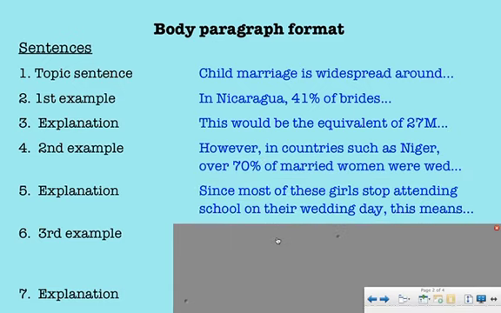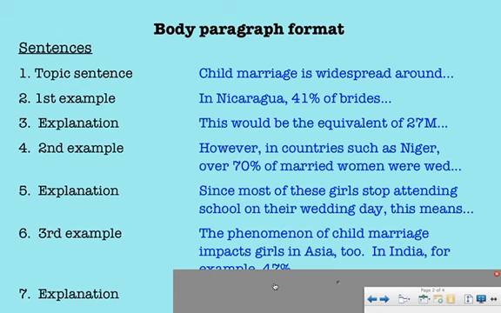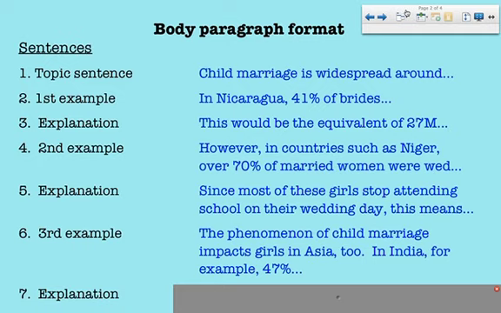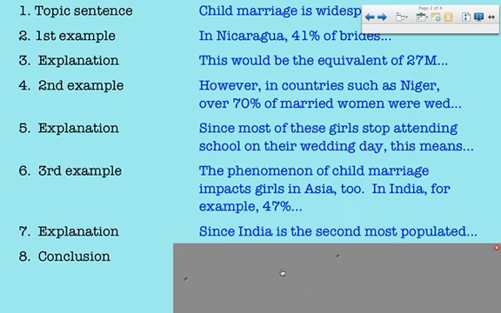Since most of these girls stop attending school on their wedding day, this means that their education ends and their motherhood begins. And now I'm going to transition to my strongest point. The phenomenon of child marriage impacts girls in Asia too. In India, for example, 47% of women are married prior to the age of 18. My explanation? Since India is the second most populated country on earth, and then I would go ahead and finish that sentence with some statistic about how many women that would actually affect. Clearly you can see I start off talking about Nicaragua and then move to Niger and then to India, and the numbers increase as we go along.